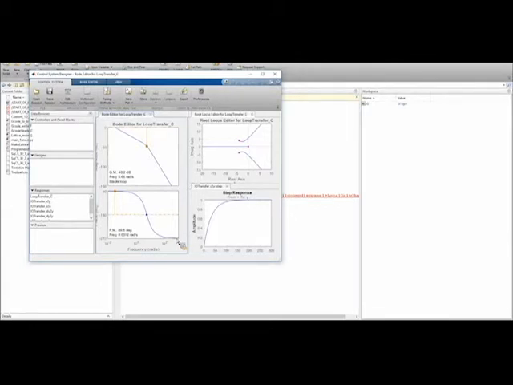Okay. All right, so that was one example of some of the software tools. We'll go to the next example here.